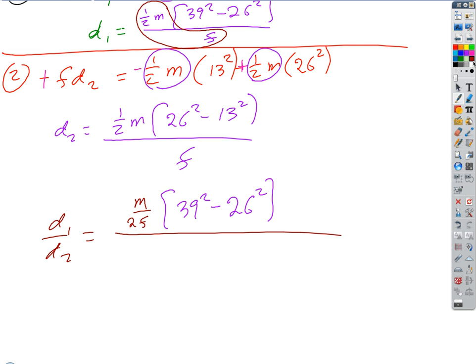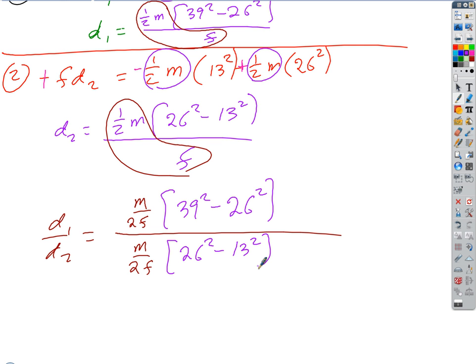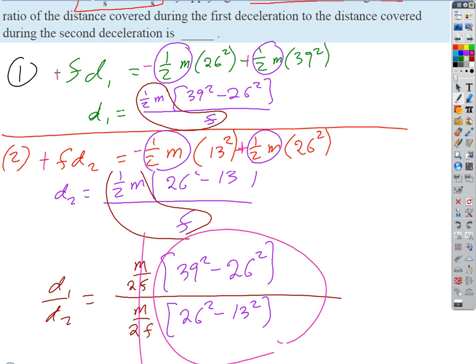Same deal. Let's just group all that stuff together. So that's an m over 2f times 26 squared minus 13 squared. Well, look what happens. All the mass and the force cancels, right? All this stuff goes away. And so my answer is just that number. 39 squared minus 26 squared, divided by 26 squared minus 13 squared. Okay.